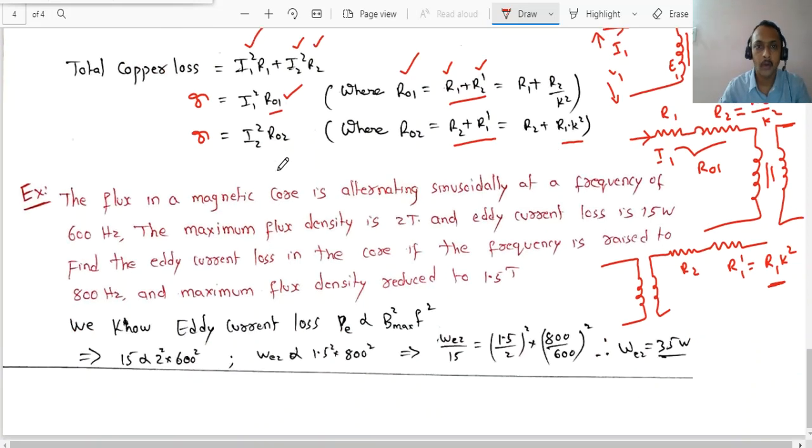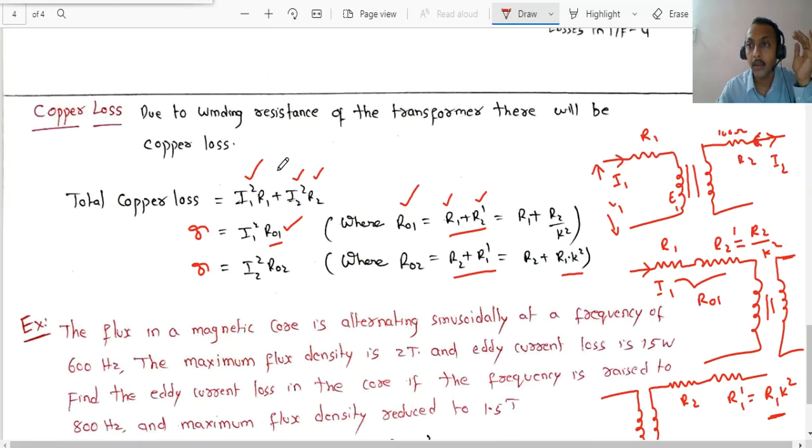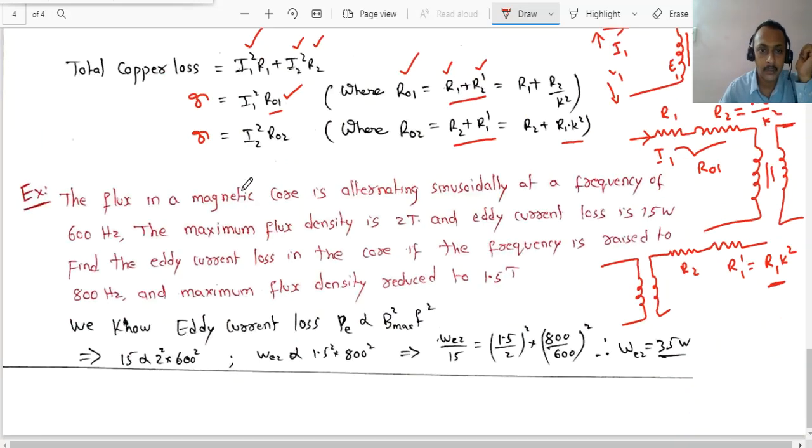Clear? Good. While discussing DC machines, motors and generators, and alternating machines, we will discuss two more losses called windage losses and friction losses. Right? Now let me see a small problem.